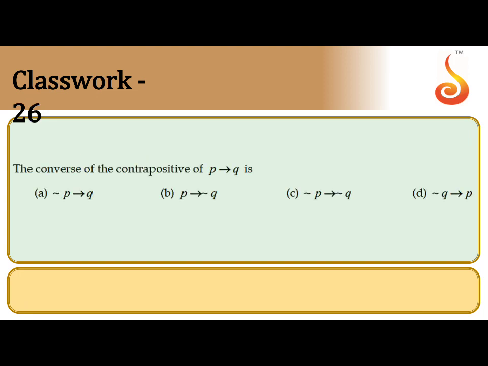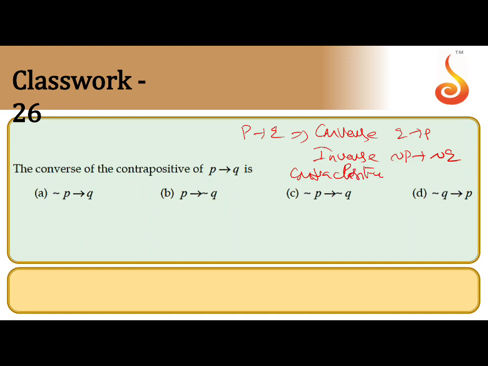Next. So converse of the contrapositive of P implies Q. First thing, what are converse, inverse, and contrapositive? It's just simple logic. You have to remember there is the statement P implies Q. What is the converse for this one? So converse is Q implies P. Next, inverse. It's all you studied in the first year, just a recap. So inverse means negation of P implies negation of Q. So next, contrapositive.